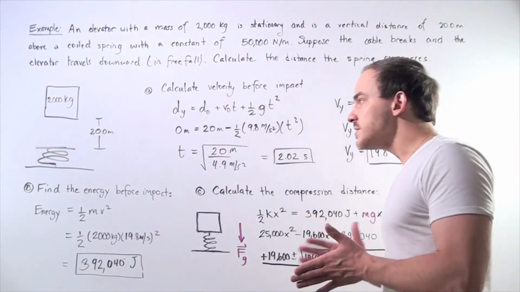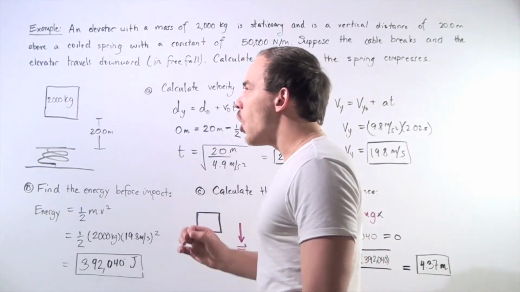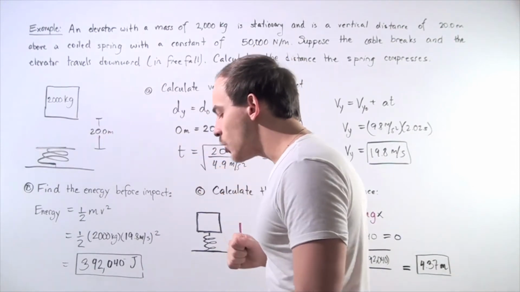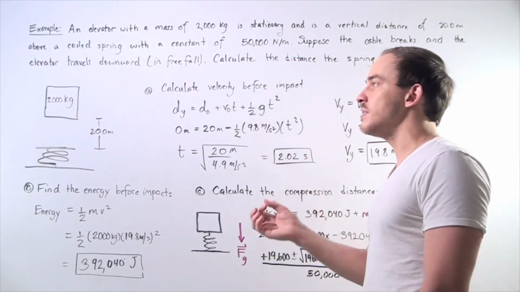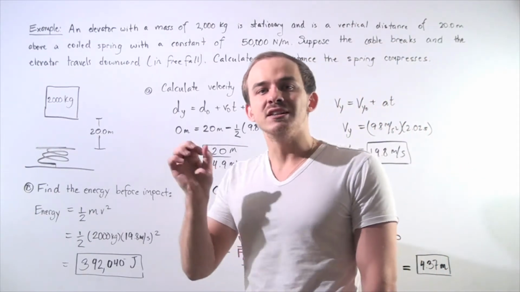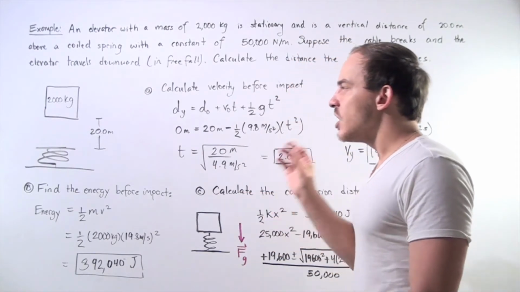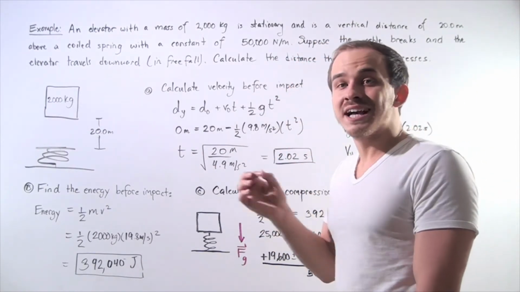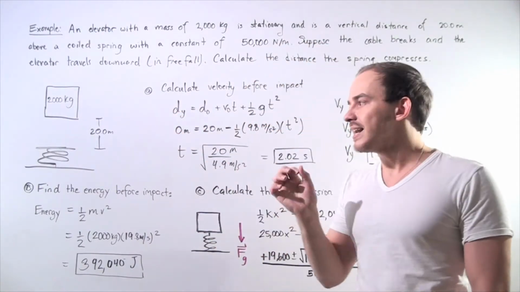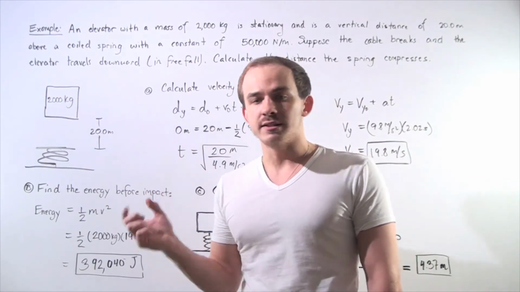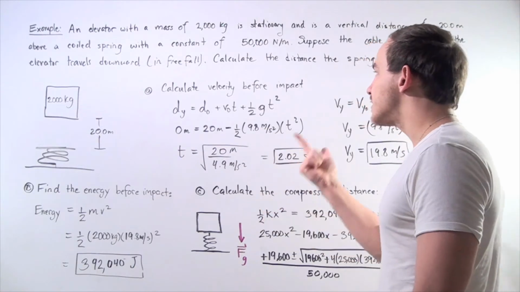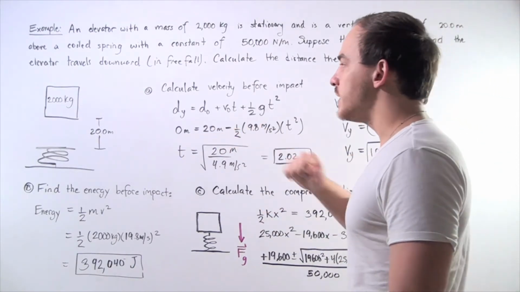So, in the first step, we want to calculate how long it takes the elevator to go from this position to 20 meters downward. So we find the time it spends in the air before hitting the spring. Then we use the time to find the velocity right before impact. We can then use the velocity to find the kinetic energy of our elevator before impact. And then we can use the kinetic energy to find our compression distance. So let's begin with part A. We want to calculate the time and the velocity of our object right before it makes impact.